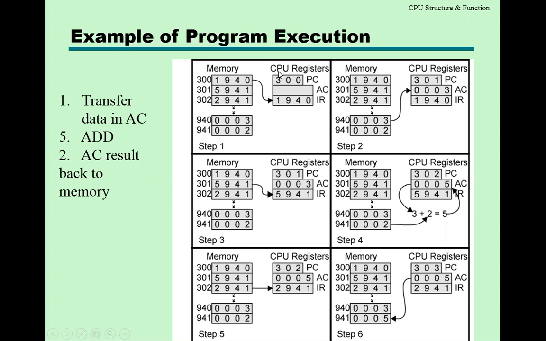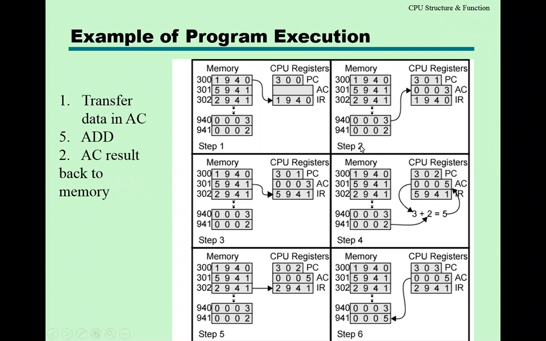So in the first step, he is holding the address of main memory, and this particular instruction is loaded into the IR for execution. Okay. So holding the address 300, and at 300 is the instruction 1940, which will be loaded into the IR. Okay. Now the second step.